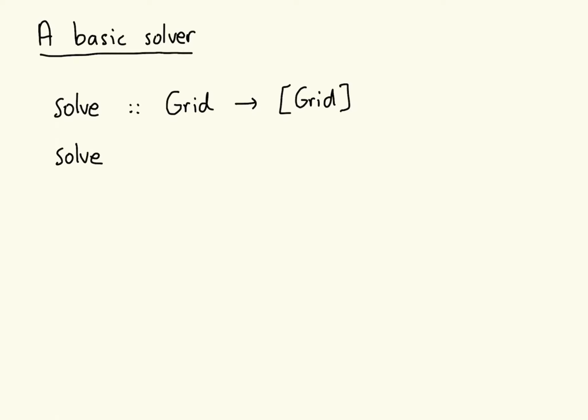So I'm going to give you the definition, and then we will figure out how to define the parts which we haven't seen yet. So it's going to be the composition of 3 functions. So we're going to filter valid solutions in the end. Before that, we'd use a function called collapse.